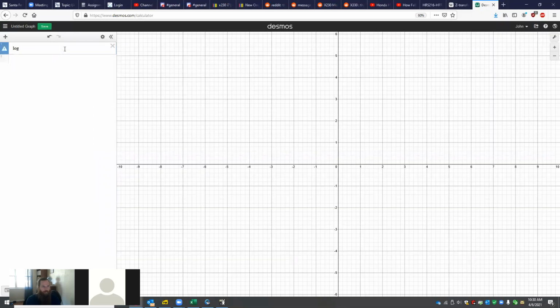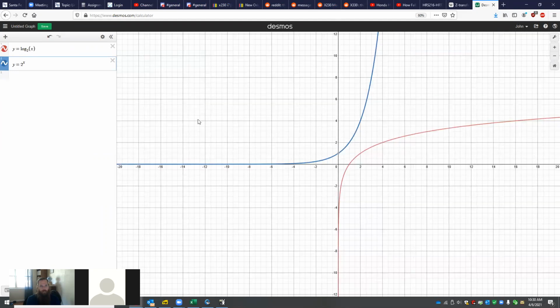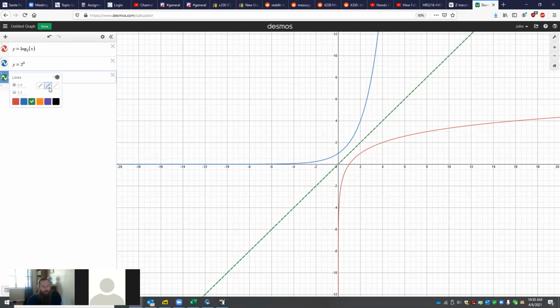All right, so here is, for example, log base 2 of x. And here's 2 to the x. And you see they have this symmetry. They are symmetric about the line y equals x. So the blue is 2 to the x, and the red is the log base 2 of x. And if you take any point here and you flip it over that line, you get a point here.